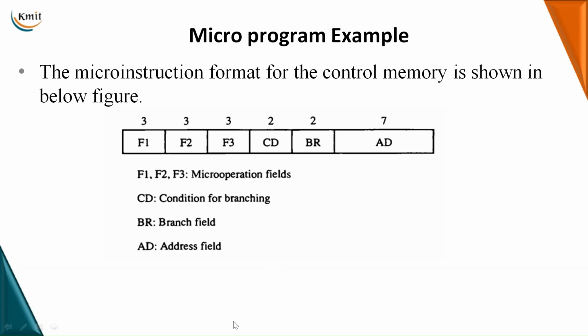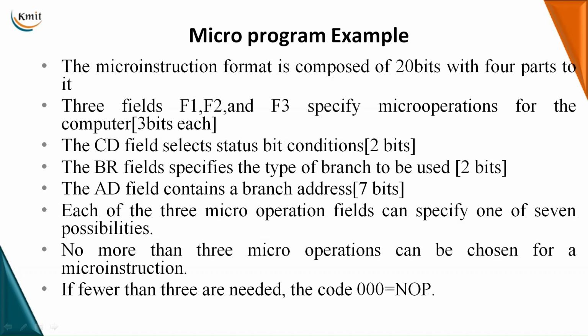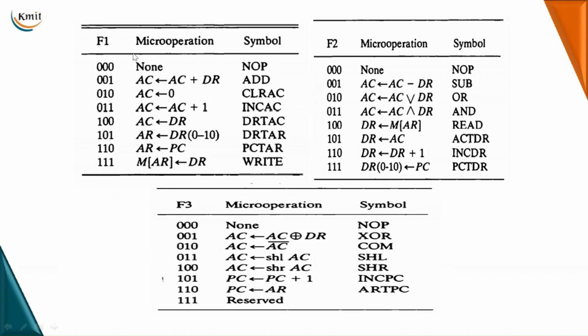Each micro operation field is of size 3 bits. When it is of size 3 bits, there are 2 to the power 3 possible operations that can be performed by the function F1. Similarly, for F2, 2 to the power 3 possible operations can be performed, and similarly for F3. This table will give you the detailed micro operations for all the 3 fields F1, F2, and F3.